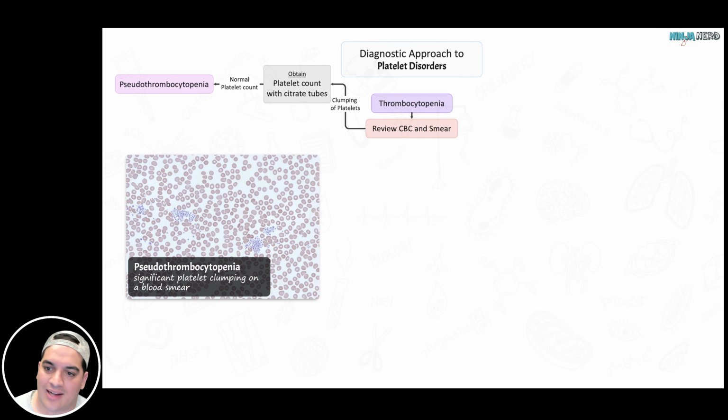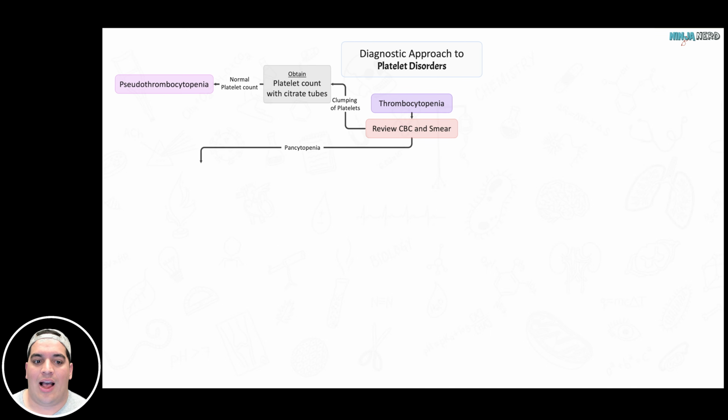So if you get the CBC back, sometimes they'll put in a little note in the CBC: hey, send off a citrate tube for the platelet count, with EDTA, to really determine if they have thrombocytopenia or not. And you send it back usually with these citrate blue top tubes, and that'll come back and tell you right away if it was truly a thrombocytopenia or not.